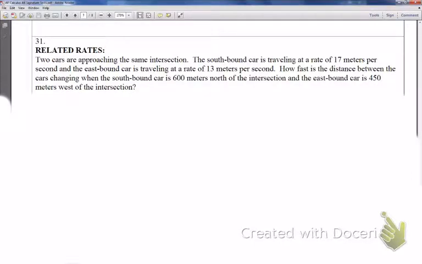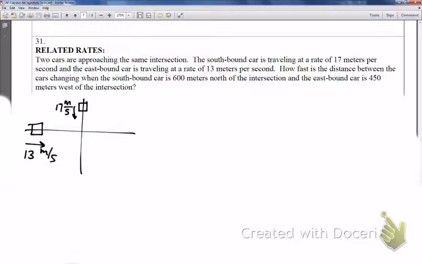Alright, so for tomorrow's test on related rates, it says two cars are approaching the same intersection. If I can draw a picture of this: a southbound car is traveling at a rate of 17 meters per second, so there's a car this way, traveling this way at 17 meters per second. And an eastbound car is traveling at 13 meters per second, so there's another car over here traveling this way at 13 meters per second.